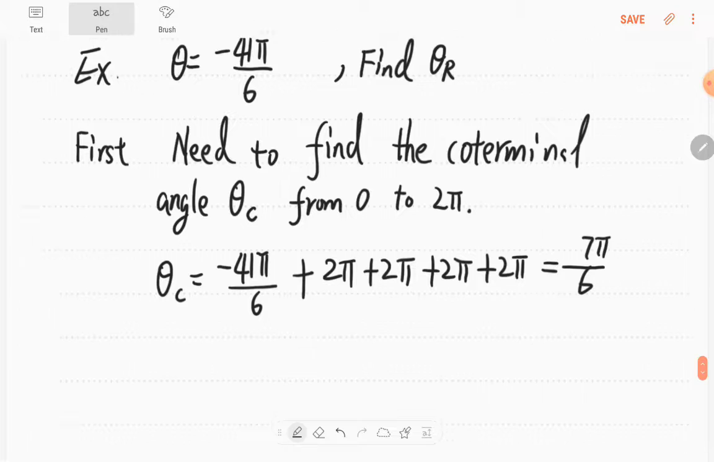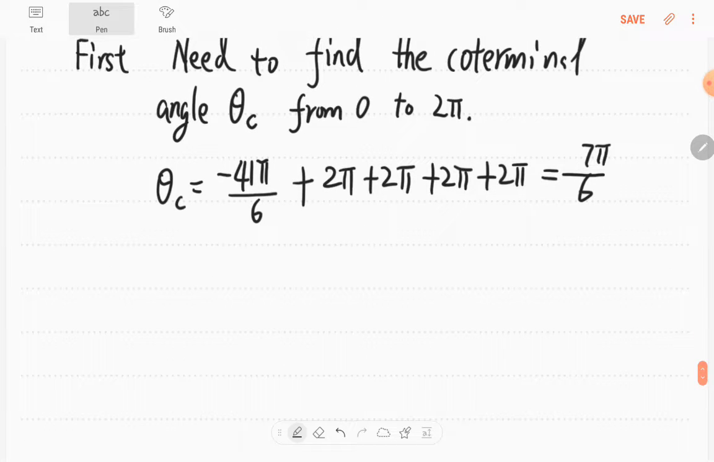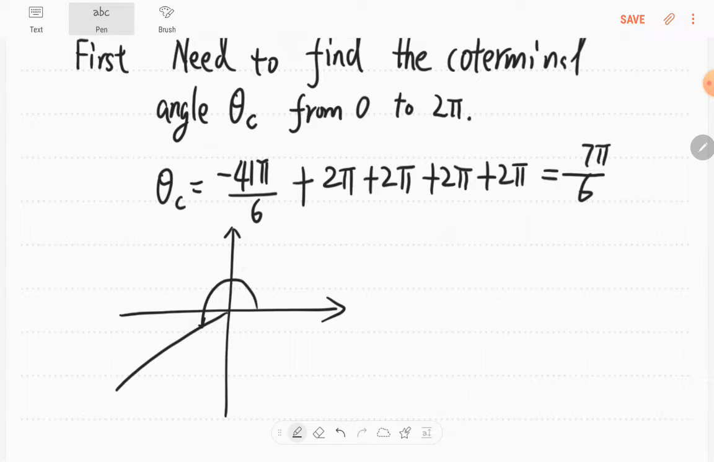So in other words, the terminal side is 7 pi over 6, which is greater than pi, right? Which is here. This is the terminal side. So our coterminal angle is this one, right? Theta c. So this is our terminal side.